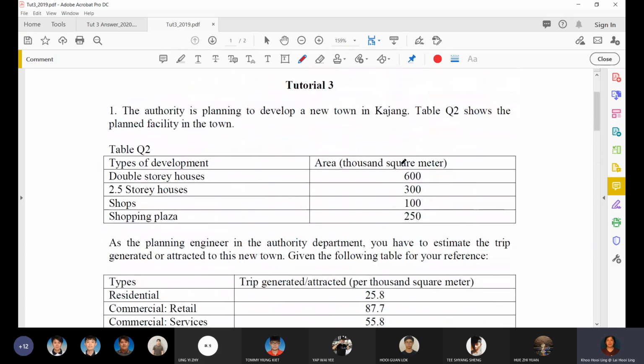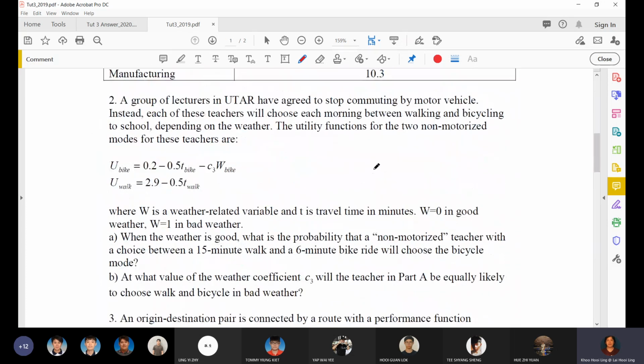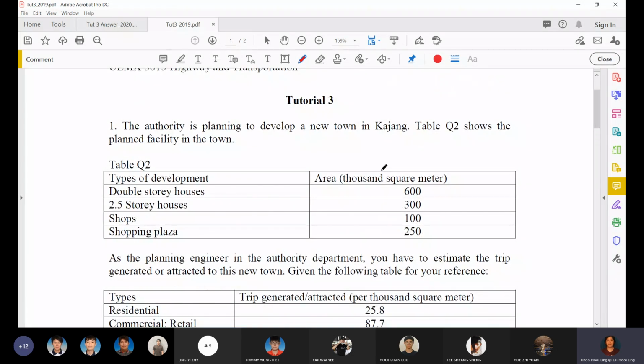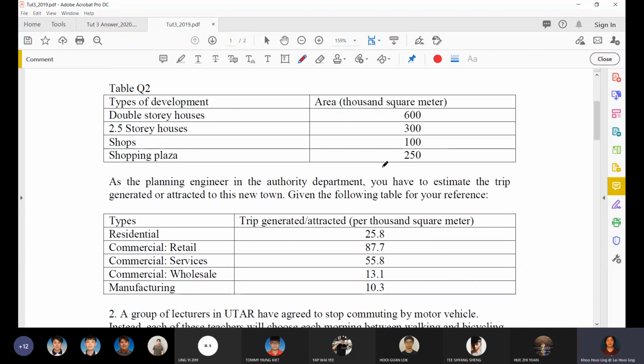Question 1 to 4 is about transport planning. Question 1 is on traffic generation, or we say trip generation. The authority is planning to develop a new town in Kajang. Table Q2 shows the planned facility in the town. So as the planning engineer in the authority department, you have to estimate the trips generated or attracted to this new town, given the following table for your reference.